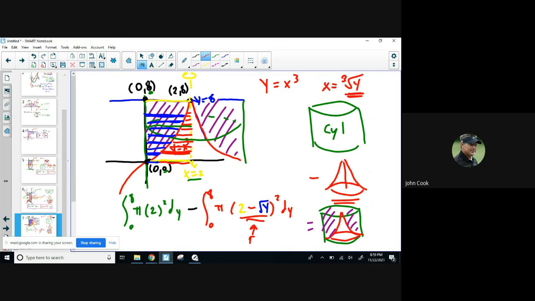These ones are tough unless you practice them a bunch, so make sure you do a bunch. I'm sure we have a bunch in the homework that practice the cases where you're rotating around something other than the x-axis or the y-axis, because those are the easy cases. All right, so that's it for the disk method.